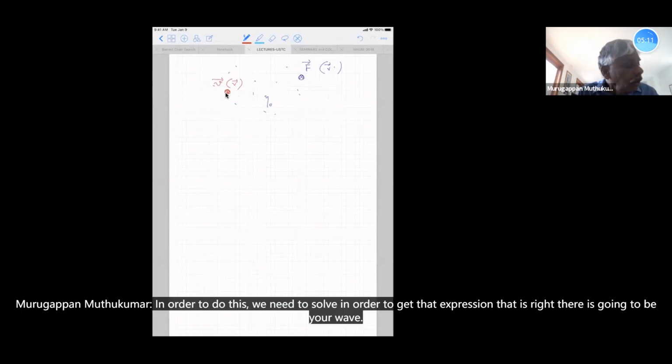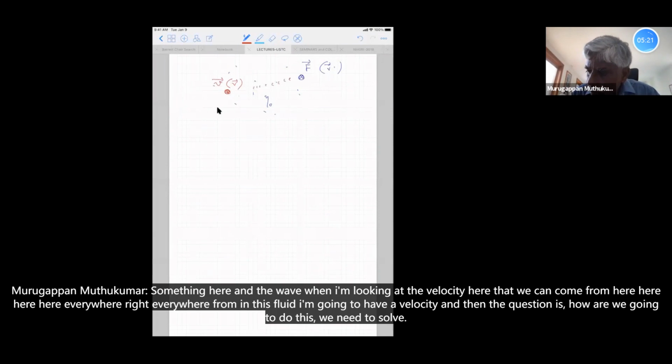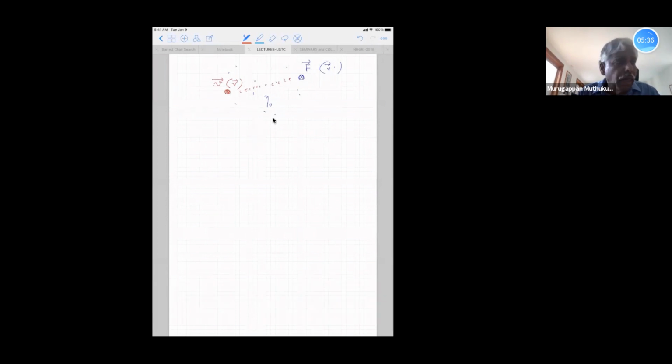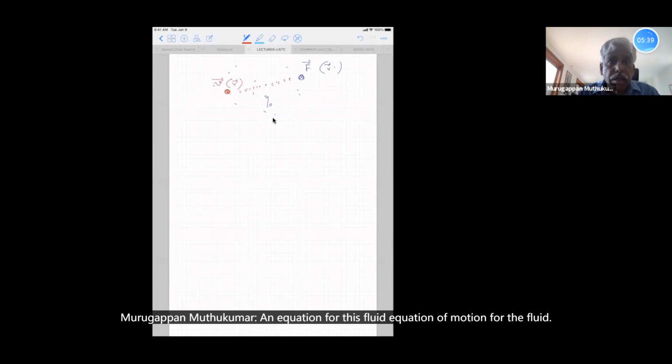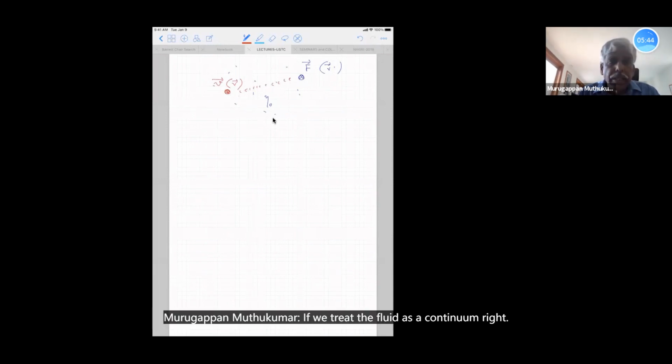In order to get that expression, there is going to be a wave coming here, and when I'm looking at the velocity here, that wave can come from here, here, here, everywhere in this fluid. I'm going to get a velocity. And then the question is, how are we going to do this? We need to solve an equation of motion for the fluid, if we treat the fluid as a continuum.